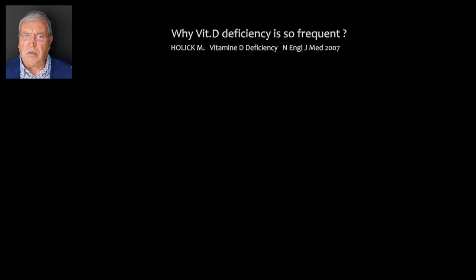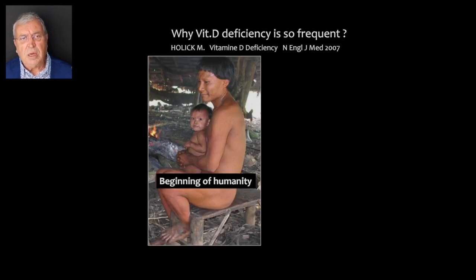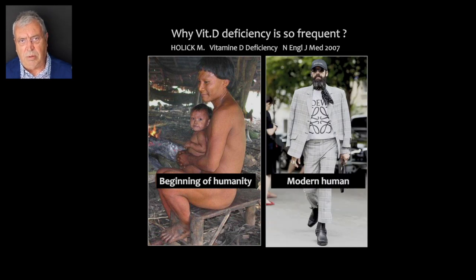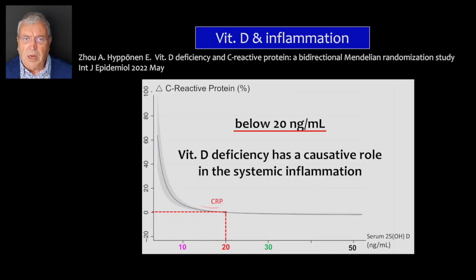Why is it so frequent? Because at the beginning, humans were living naked, taking the sun every day. And today, this is the human model: clothes, cap, beard, glasses. And they invented recently another way to decrease the sun exposure: tattoo. Yeah, humans are crazy. Below 20 nanogram, vitamin D deficiency has a causative role in the systemic inflammation.